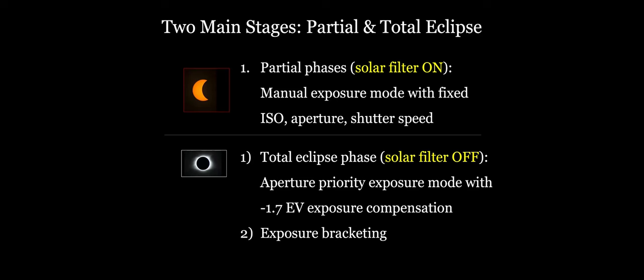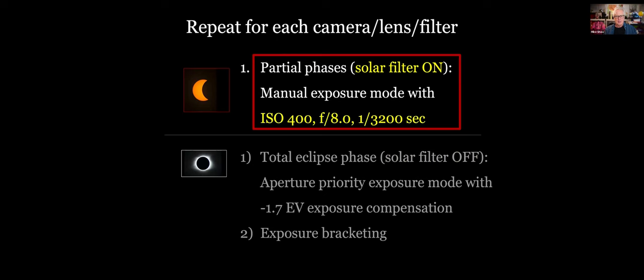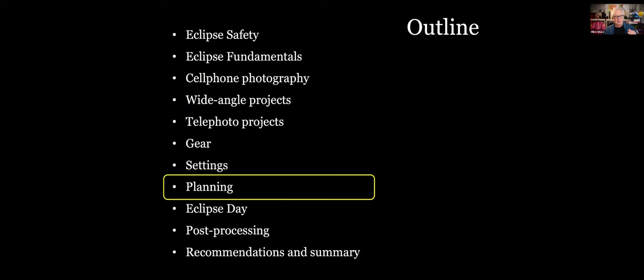All right. So we're going to carry on then. To recap, when we're doing the partial phases, just do the practice sessions and you'll be able to figure that out. During the total eclipse, it's actually pretty straightforward. I'm trying to think, do I talk about this here or not? I think I talk a little bit more about the total eclipse exposure mode, but I wanted to show you that point ahead of time. Planning.